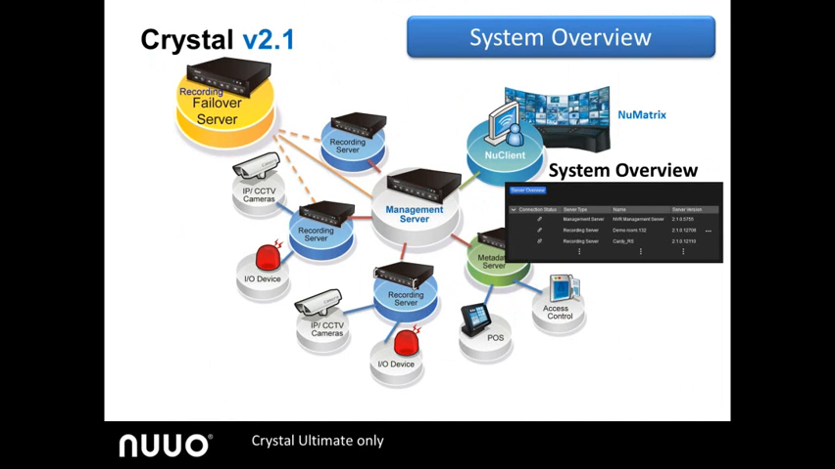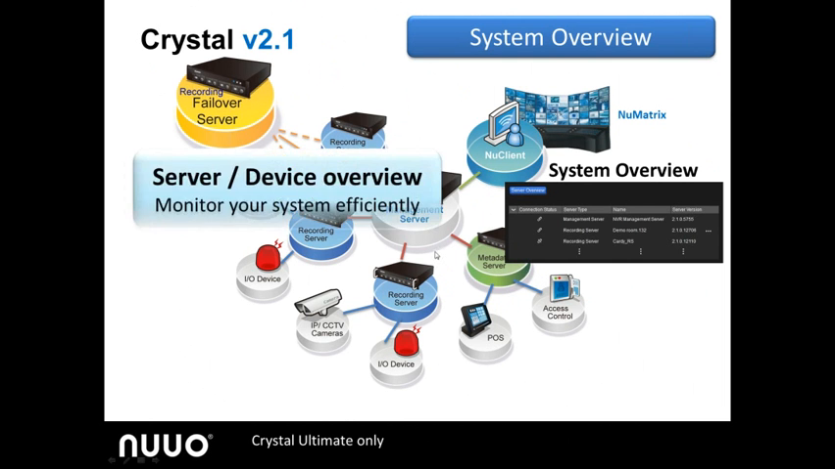Okay, so let's move to the next important feature, which is the system overview. So talking about the system overview, what is it? It's basically a server and device overview, which allows the user to monitor the system efficiently. As a security manager, you want to know the status of all your servers and devices. Are they still recording? Are they still connected to the system? You want to know all about this at any time, and this is the feature that can help you with it.